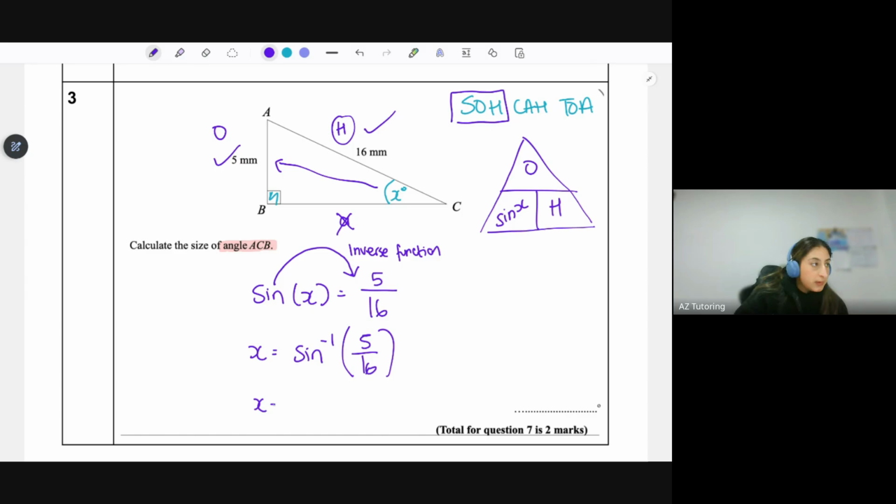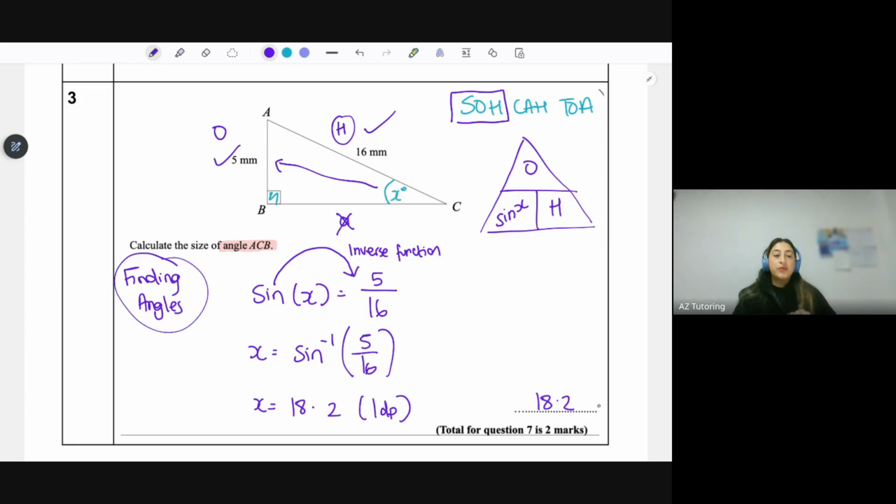X equals 18.2 to 1 decimal place. If the question doesn't tell you to give it to 1 dp or 2 dp, always give it to 1 decimal place to be on the safe side: 18.2. So this is where, to find angles, you use the inverse function. So that is trigonometry simplified.